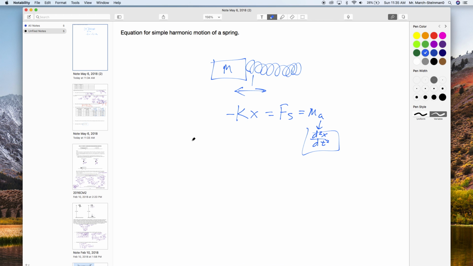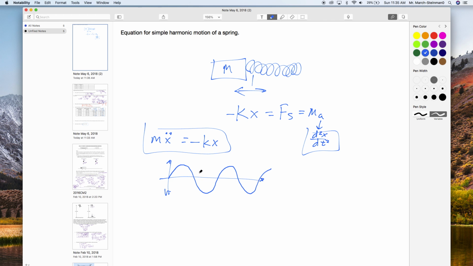So the official equation might be something like negative kx equals the mass times the second derivative of x. And so most simple harmonic oscillators are going to follow something like this. And if I gave you a graph here that mapped out the motion with respect to time, you'll get some sort of wave function.